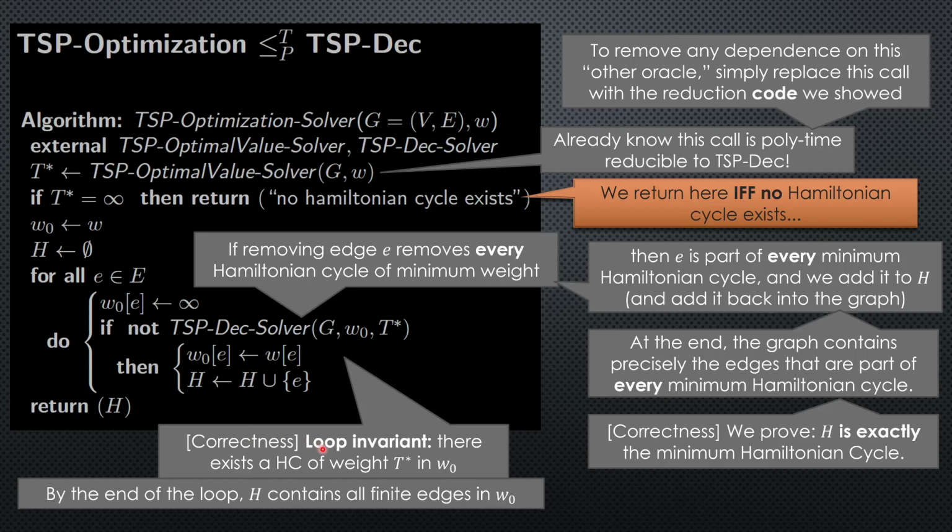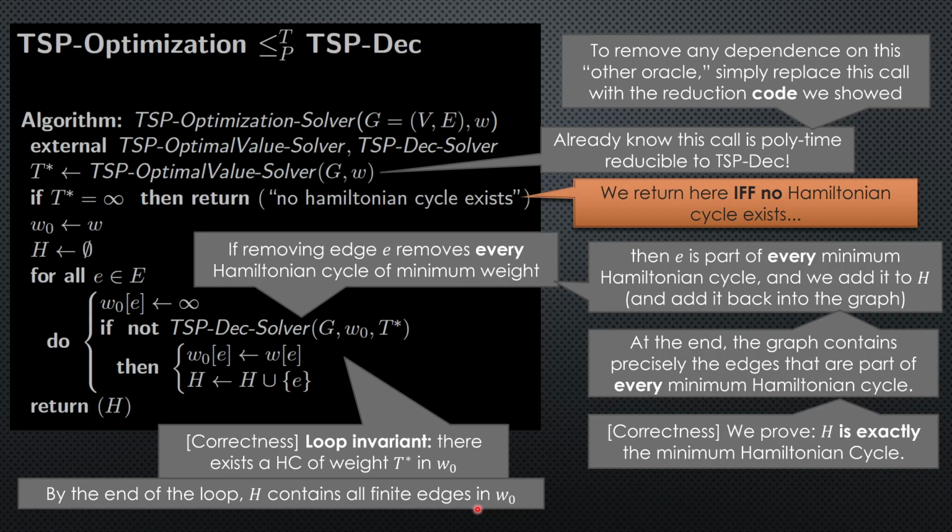And we argued at the end of the final loop iteration, the loop invariant will hold. So there will be a Hamiltonian cycle of weight T star in the graph induced by W naught, induced by the finite edges in W naught. And H will contain all of those finite edges in W naught. So there will be a Hamiltonian cycle of optimal weight in H at the end of the loop. Okay, so H will contain a Hamiltonian cycle of optimal weight.